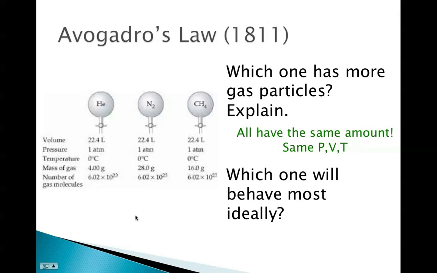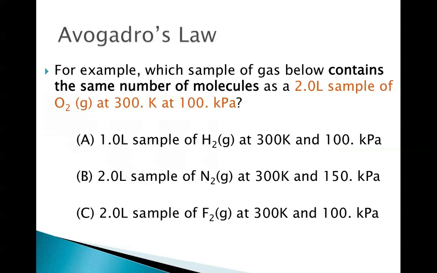Now, which one will behave most ideally? This ties into our last concept. Even though we have the same number of particles and they're at the same temperature and pressure, that means then that we're solely looking at the effect of IMFs. So we're looking for the smallest gas particle, which would be helium. So helium, which has the smallest particle, would behave the most ideally out of all of those samples.